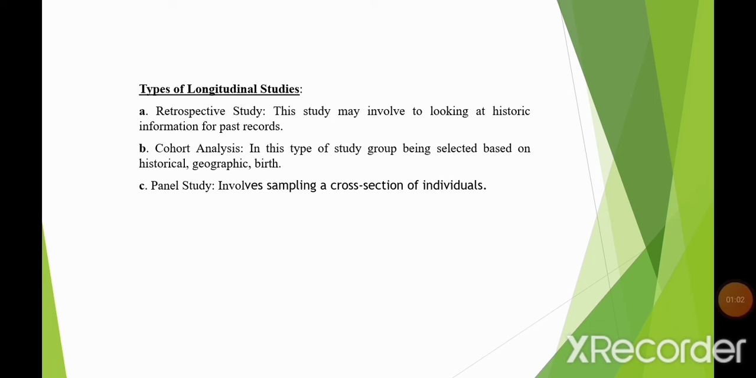Cohort study is the third and last type of longitudinal research. It differs from panel study, as here groups are selected on the basis of a specific event such as birth, geographic location, or historical experience. And in this study, all the members of that group may have some common character which we will observe.